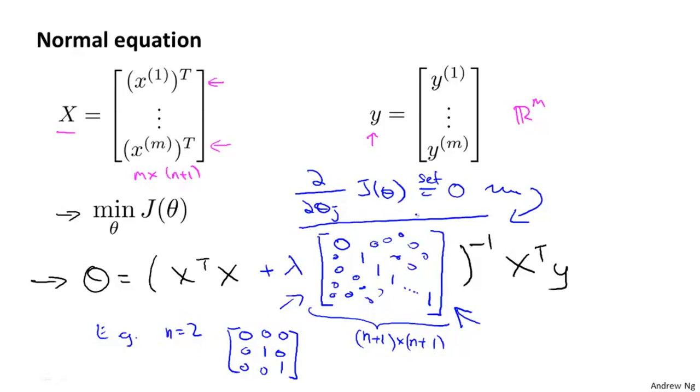And once again, I'm not going to show this derivation, which is frankly somewhat long and involved, but it's possible to prove that if you are using the new definition of J of theta with the regularization objective, then this new formula for theta is the one that would give you the global minimum of J of theta.